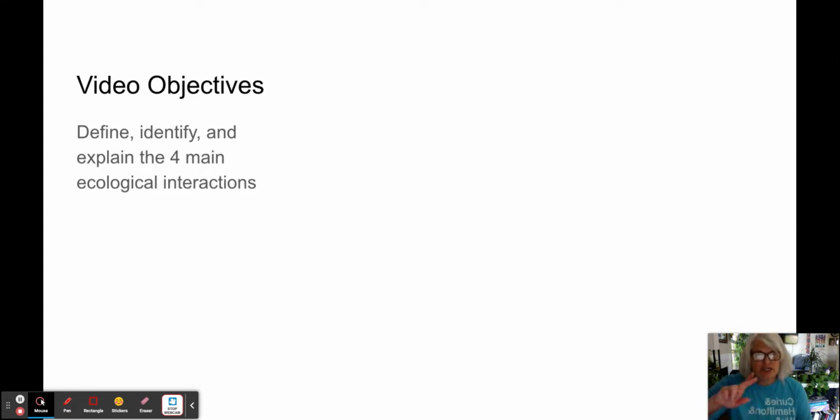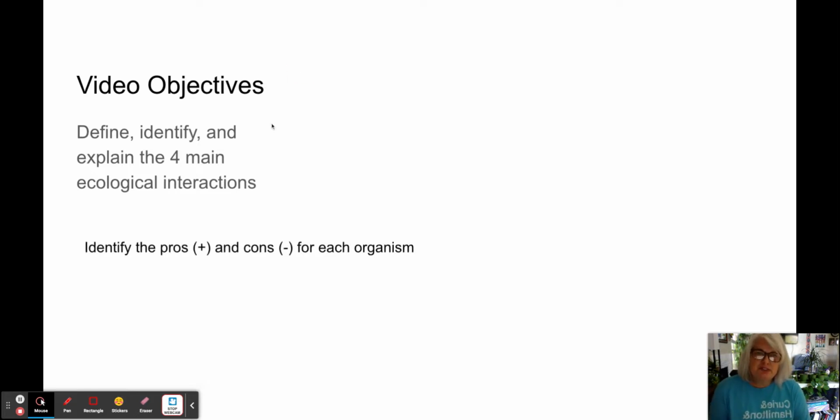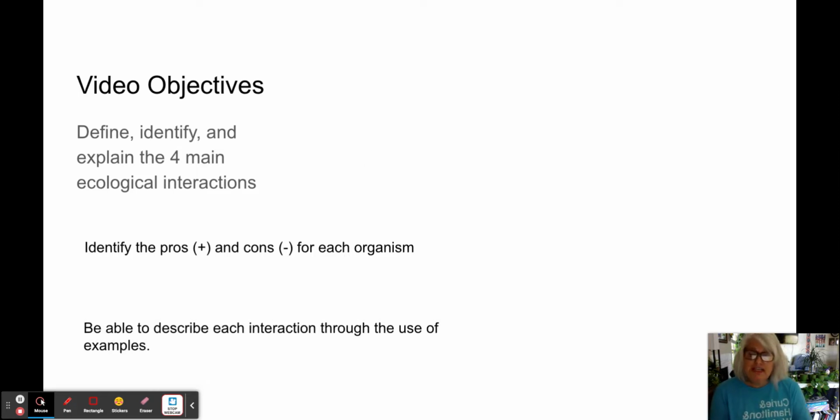Interactions and relationships, I'm going to use them interchangeably. I also want you to be able to identify when an organism benefits and when an organism does not benefit. So, pros and cons of the relationships. And then finally, I want you to be able to describe each relationship with an example. So I'm going to give you an example right now.